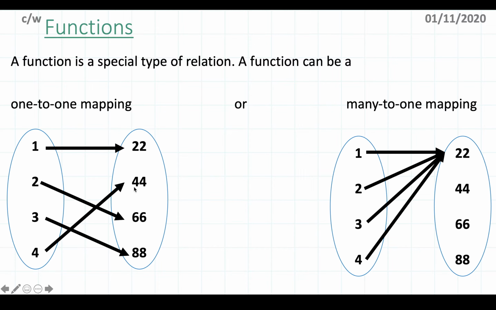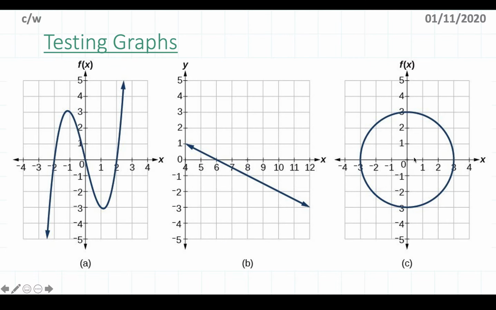In a one-to-one mapping, you have a direct relation, and in many-to-one, it could be many numbers going to one output. One way to test if something is a function is by using what we call the vertical line test. You draw a vertical line through your graph, and it should touch your curve only once. If the vertical line touches once, then it's a function. If it does not satisfy this condition, then it's not a function.